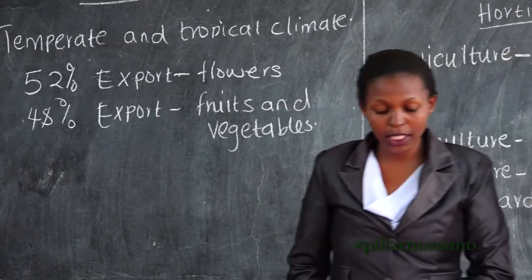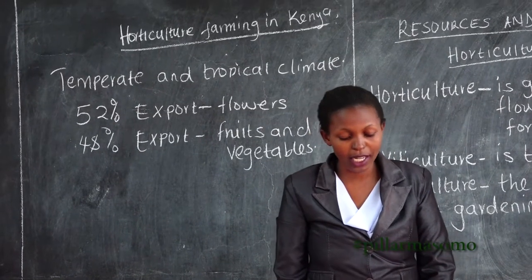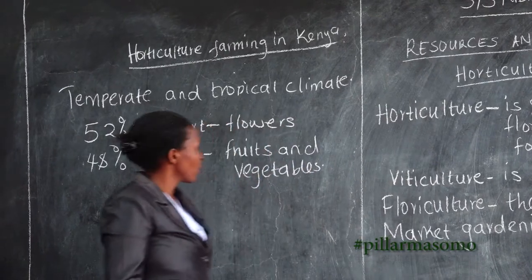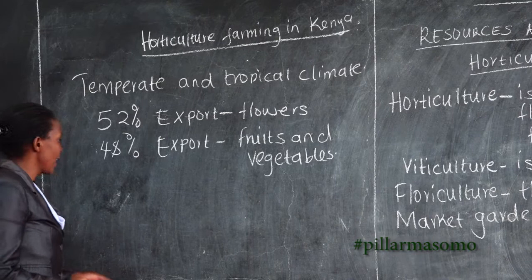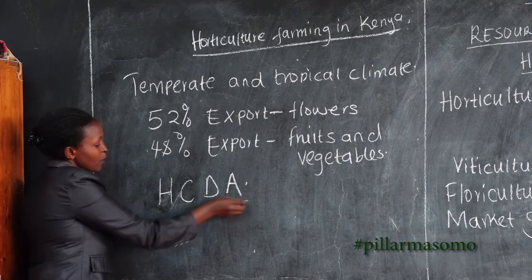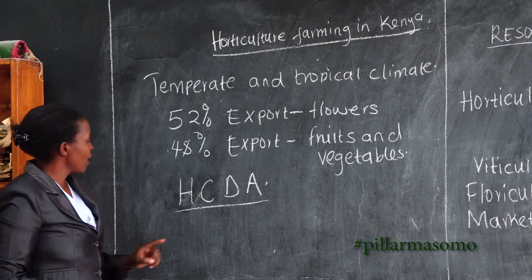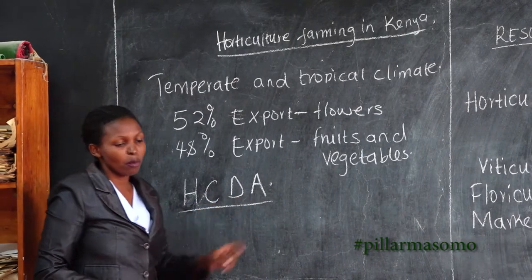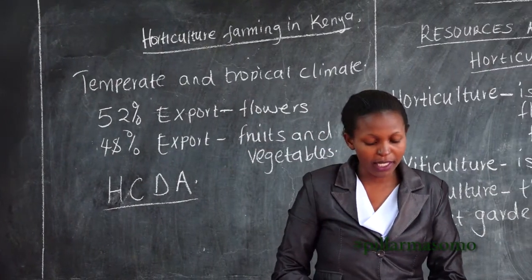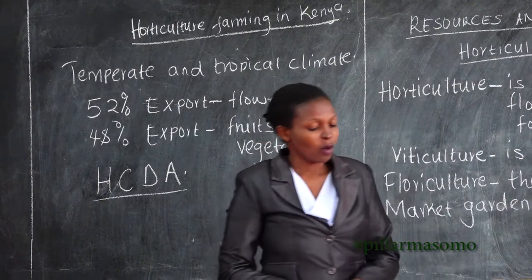The government is putting a lot of emphasis on the farming, leading to the establishment of the Horticulture Crop Development Authority. So the government is doing a lot of work so that they can develop the sector. And this one, we are calling it HCDA. So they have already set up this authority for the growing of horticulture. Then now we go to the horticulture farming in Kenya.